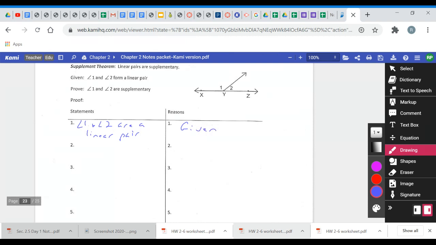Okay, from there, if we know angle 1 and angle 2 are a linear pair forming a straight line, then we know that this angle XYZ must be a straight angle. So I have measure of angle XYZ, make sure the Y is in the middle. This is the vertex. That's equal to 180, and that is the definition of straight angle.